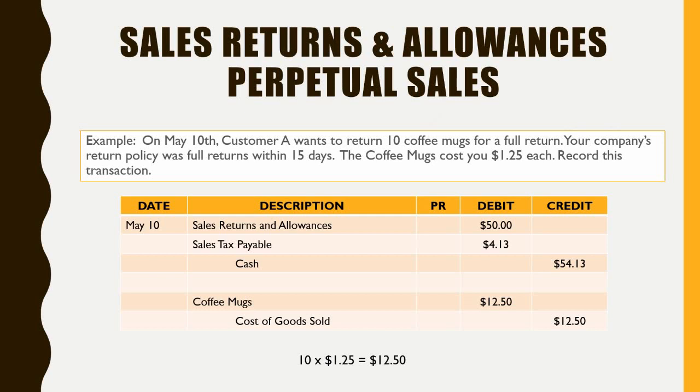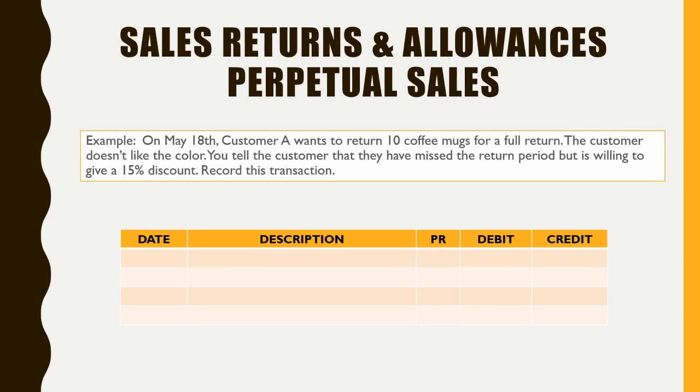No? Okay. So let's move on to scenario 2. What if on May 18, customer A wants to return 10 of those coffee mugs for a full refund, because the customer doesn't like the color? This is just a separate situation. It's not continuing. And you tell them that they have actually missed the window to return those coffee mugs.